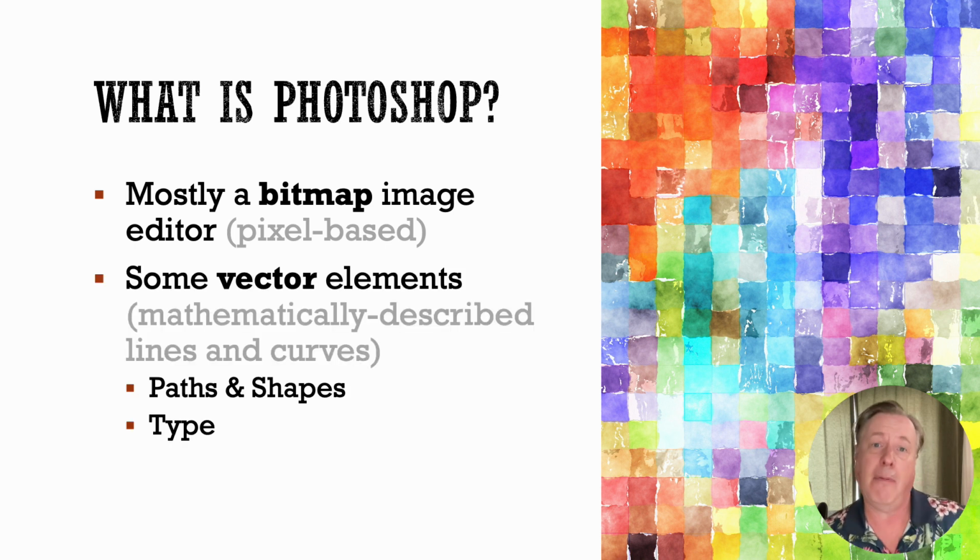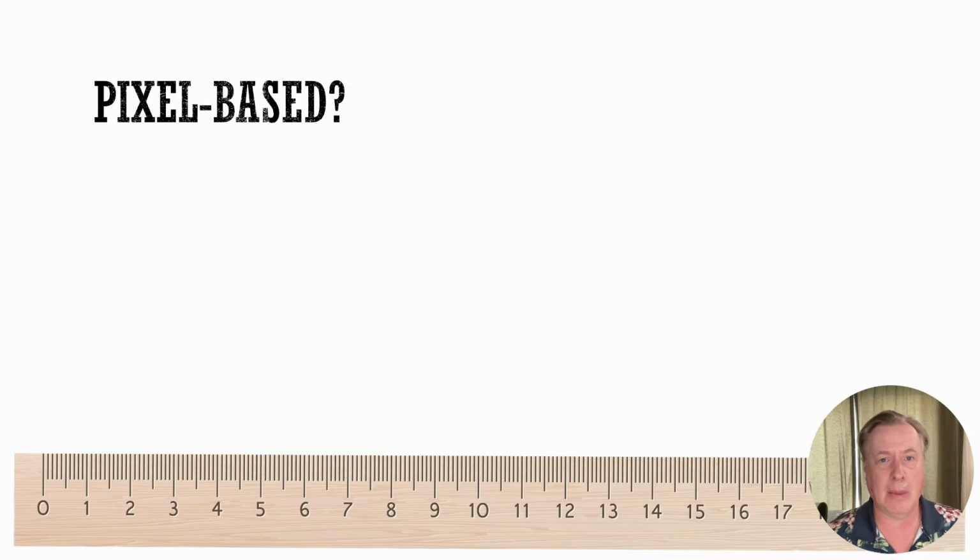Photoshop also does have some vector elements to it. Vectors are mathematically described lines and curves, and they can involve things like paths and shapes, as well as any type, any fonts that we have. Those are all vector elements. However, there's an important distinction between vector and bitmap that will come into play in Photoshop, and we'll talk about that. So pixel-based, what does that mean?